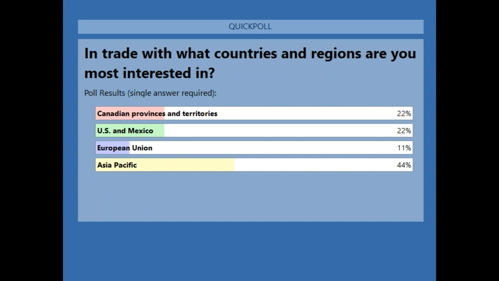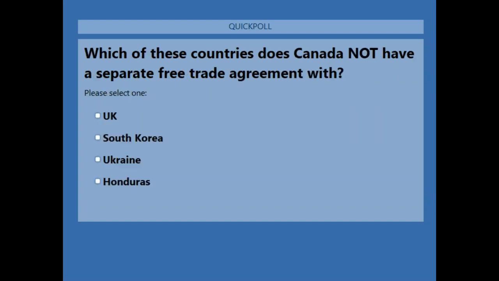So 44% are more interested in trade with the Asia Pacific countries. And then it is split between Canadian provinces and territories and US and Mexico, 22% each, and a little bit less interest for the European Union, 11%. The good thing is that I will cover all of these areas, all of these regions in today's presentation.